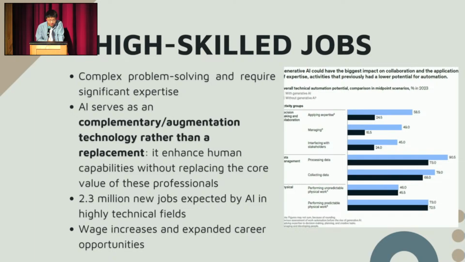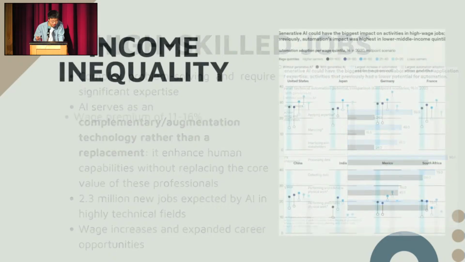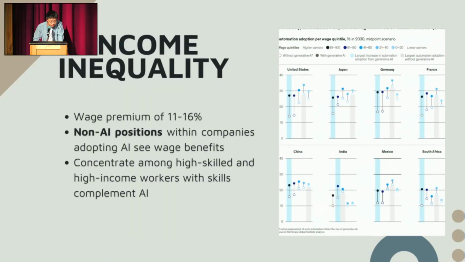So, just in case you're confused with what I just said, a summarization is: when AI complements human skills, it enhances productivity and creates new opportunities for you. When it replaces human functions, it makes you lose your jobs. The adoption of AI leads to income inequality.